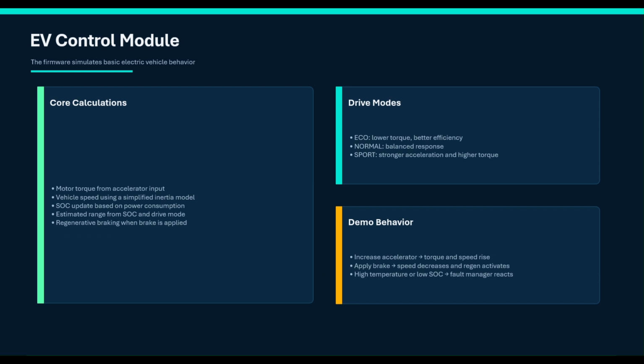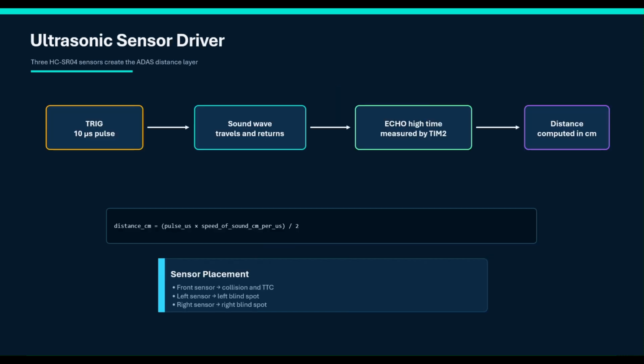The EV control module is responsible for calculating the vehicle behavior. When the accelerator increases, the firmware increases torque and speed. When the brake is applied, the system can activate regenerative braking, which produces negative torque and slows the vehicle. The module also estimates SOC and range. Drive modes change how strongly the vehicle responds to the same accelerator input.